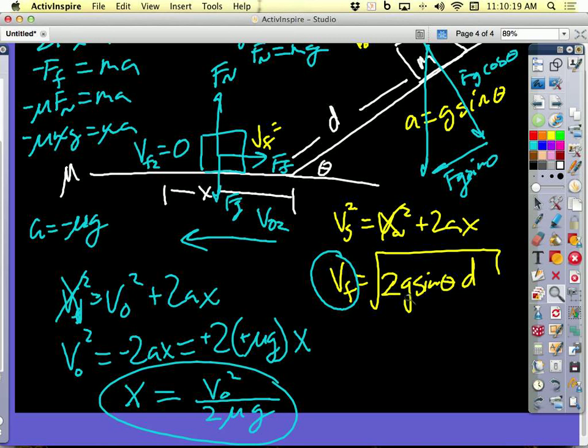It's pretty far away, because we have to do momentum and energy before we do that. So this is enough for these. We're actually going to move on to something else.